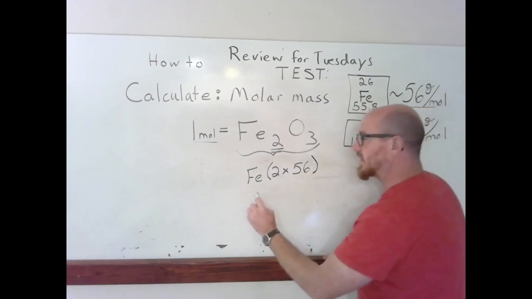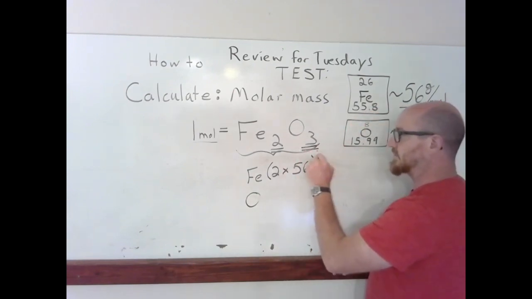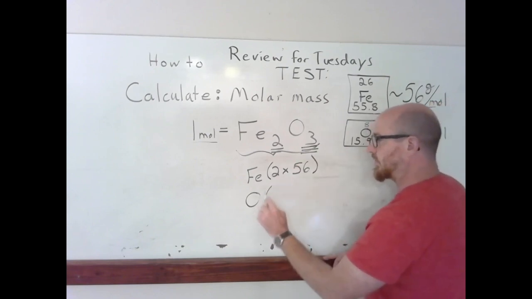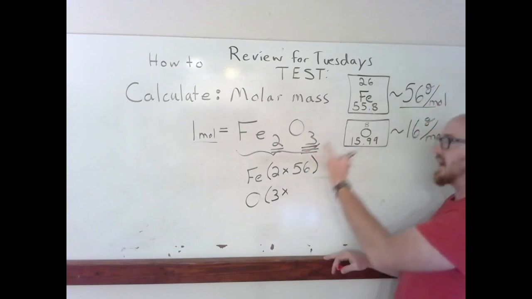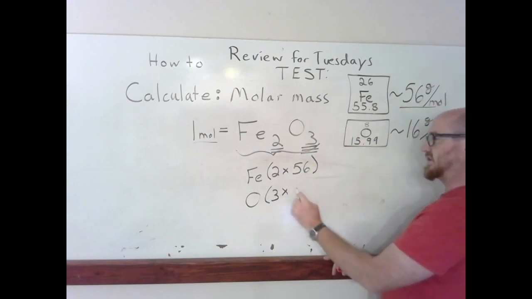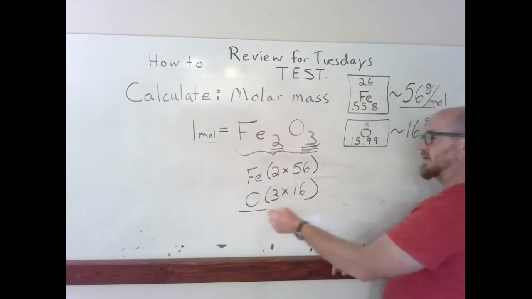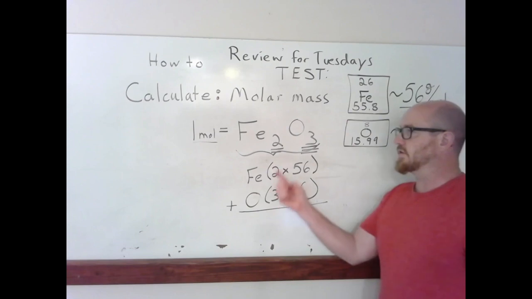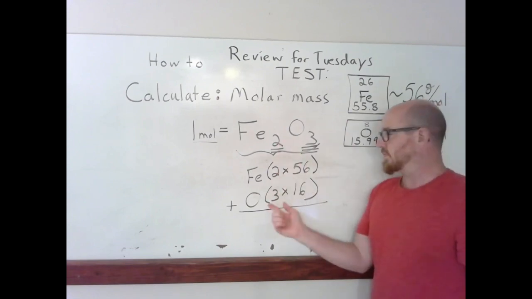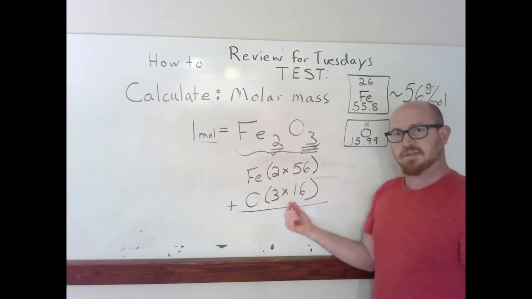Then I'm going to take oxygen. Oxygen, there are 3 atoms of it. So I'm going to say that oxygen is 3 atoms of it, but times the molar mass of it, which is 16 grams per mole. What I'm going to do now is simply add these up. I have the 2 atoms of iron, the 3 atoms of oxygen, multiplying each by their molar mass to give us an answer.